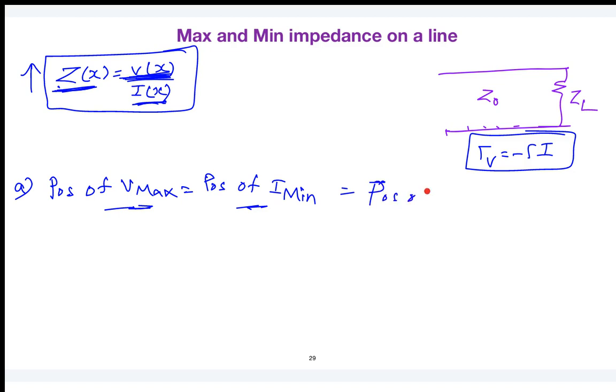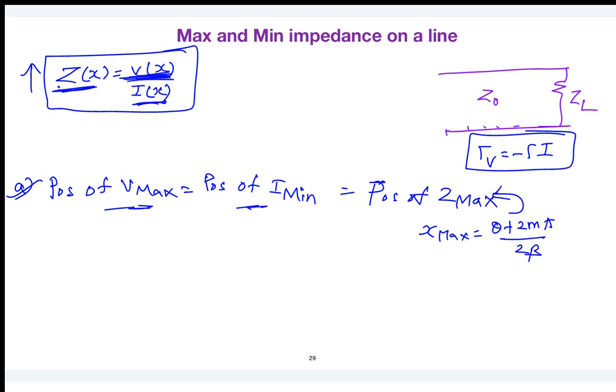So to find out the positions where the maximum impedance happens, that is the same as the position where your voltage is maximum. So that is the same formula you can use: theta plus 2m pi divided by 2 beta. This is the same formula applied for the impedance maximum.